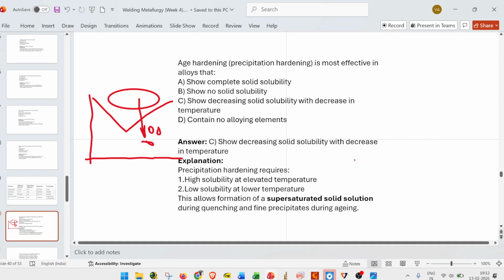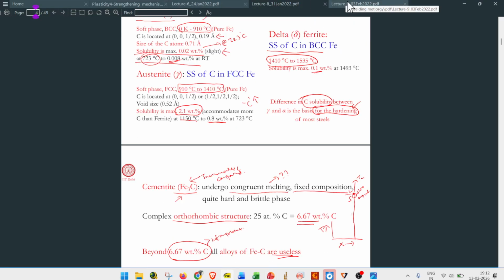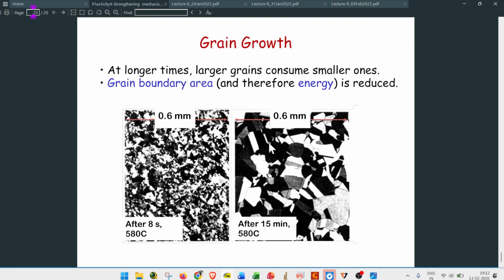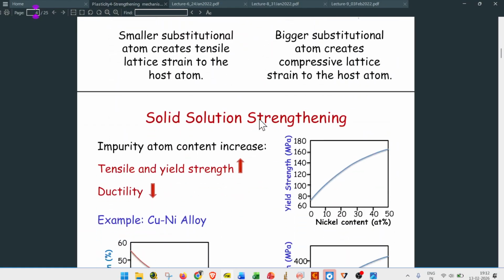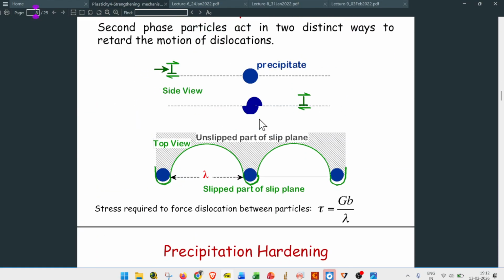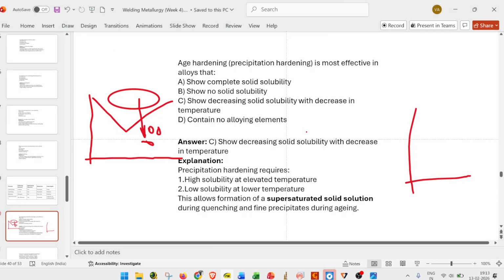That precipitated out will act, as we have seen here, as a barrier for the dislocation to move, so that makes it much stronger, and mechanical properties will increase. Okay, age hardening, precipitation hardening is most effective in the alloys.